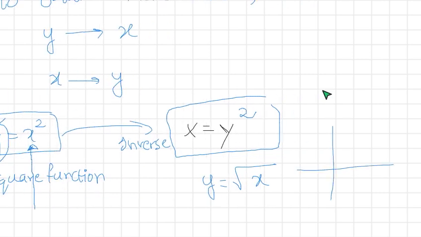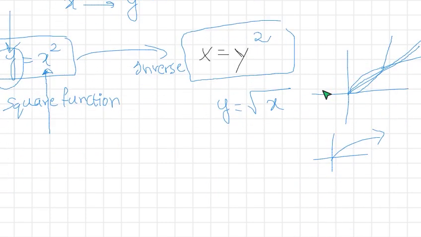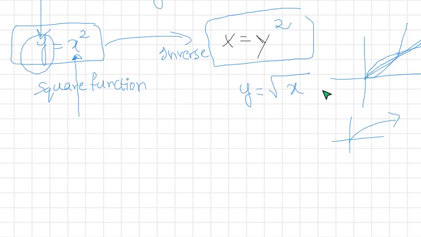And in the diagram, we already know y equal to x square is like this. The mirror should lie along like this. So for this region, it has to come up. And for this region, if you take reflection, it has to come down. Like this. So this is the y equal to root x graph.